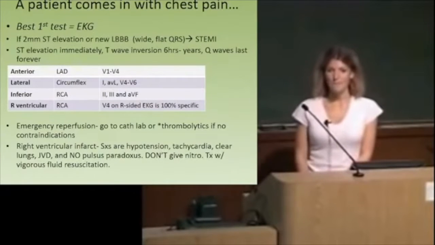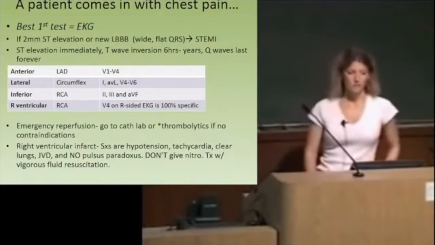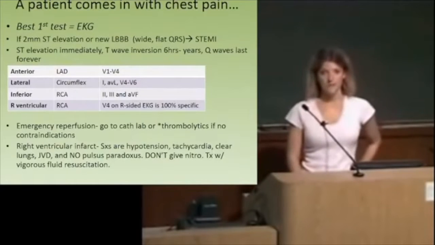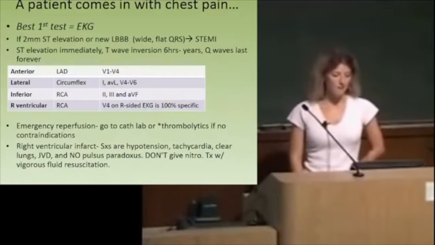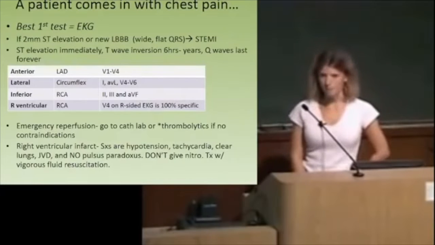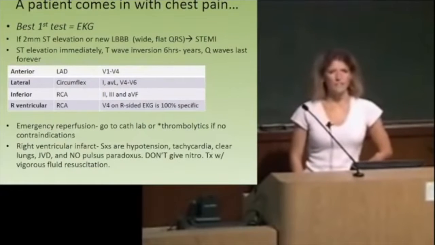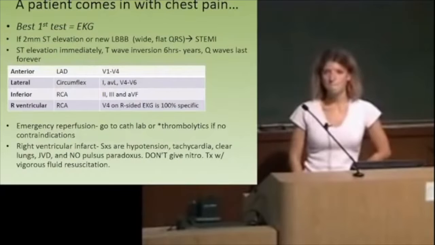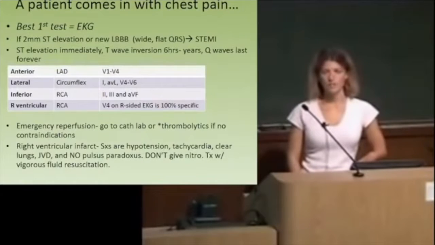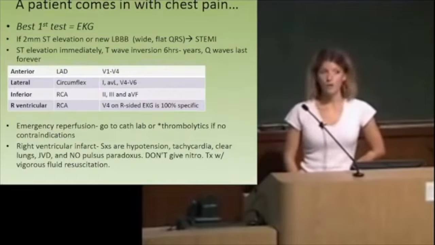Let's do an EKG first. So do an EKG. That is your best first test for a patient with chest pain. And what are you looking for on that EKG? ST changes. So we're going to look for ST elevation. Is that the only criteria to diagnose a STEMI? What else is a scary EKG change if it's new? A new left bundle branch block is also scary.